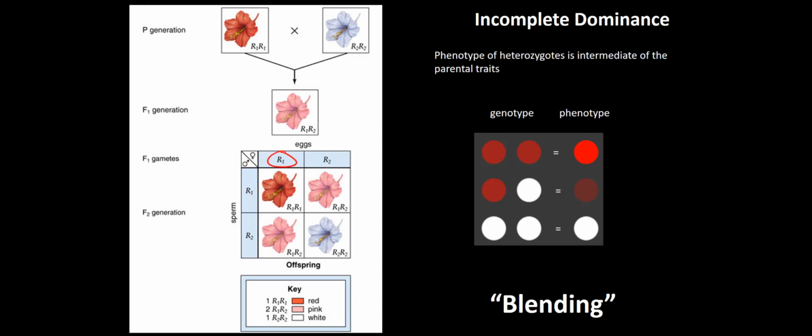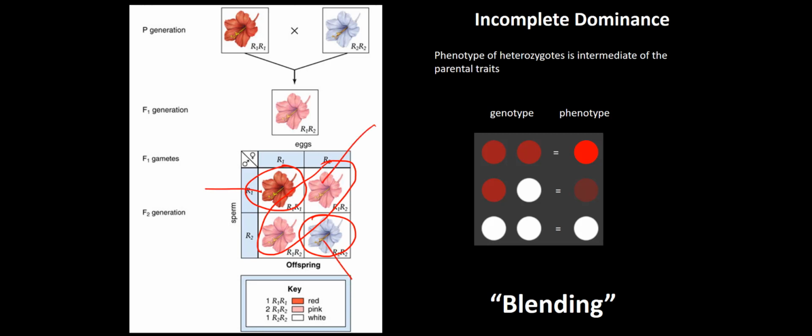And so you can see here, R1, R1, you get red. R2, R1, you get pink. R1, R2, you get pink. And R2, R2, you get white. So just like in Mendel, if you look at the genotypes, I'm not going to do those three. So here's the big difference. There's three phenotypes instead of two. There's the red, the pink, and the white.